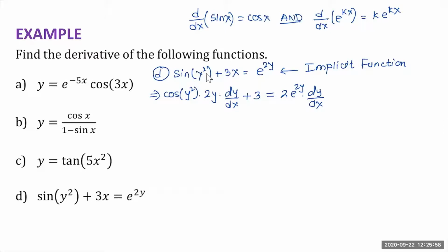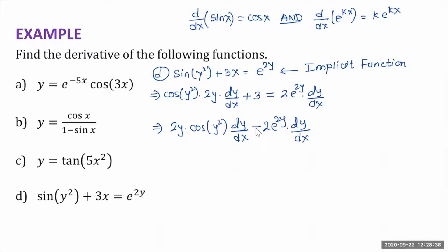So we use implicit differentiation. That is, we differentiate each term with respect to x in the first step. Here my first term is 2y multiplied by cosine y squared, times dy over dx. I'm looking for dy over dx, so I'm going to move this term to the left-hand side. So it will be minus 2 e to the 2y times dy over dx.